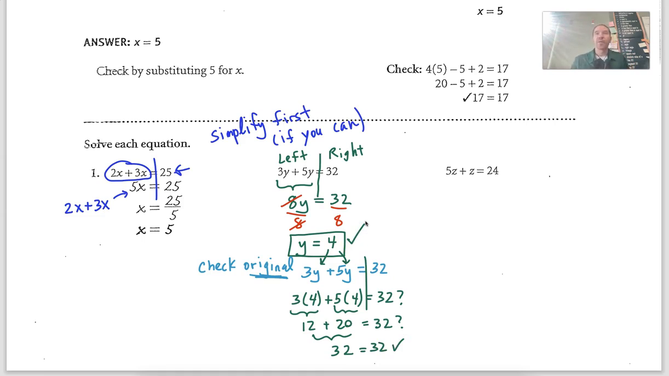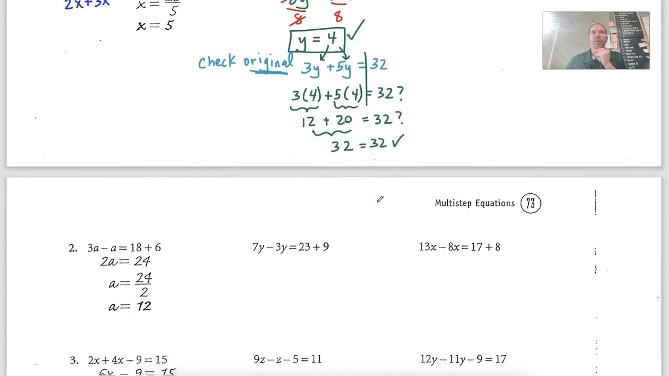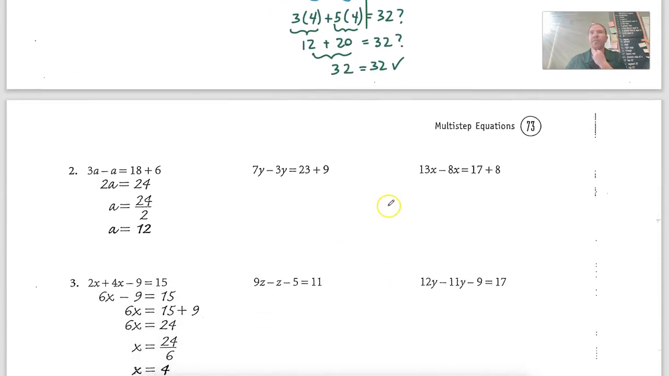Okay. I'm going to go to the next page here. You can try the next one if you want to there, but let's see if we can find a good example on page 73.